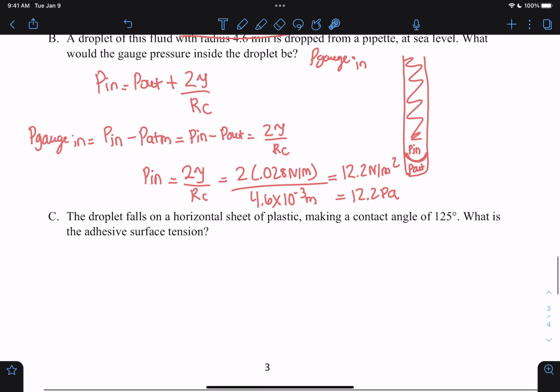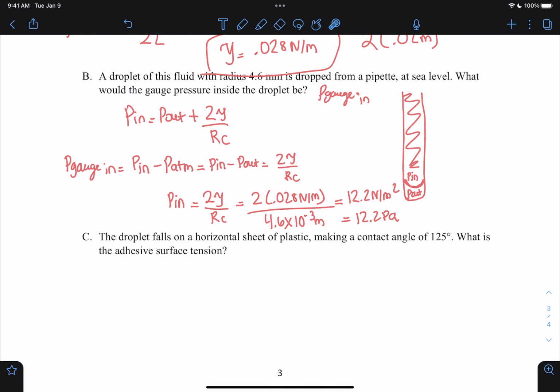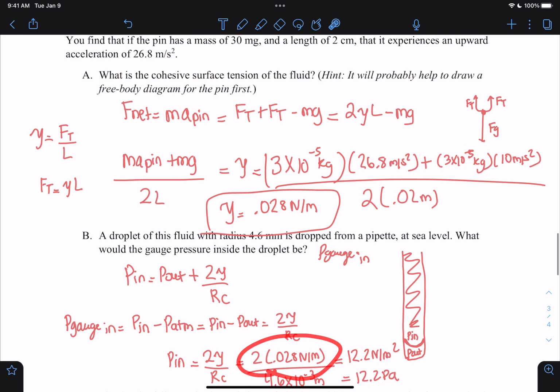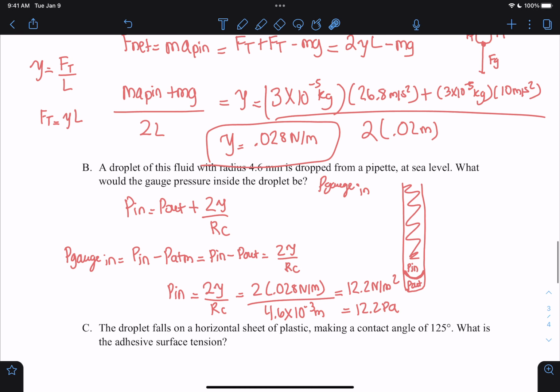So, yeah, if you get exactly 12, I think that's fine. Let me recalculate mine just to make sure. Yeah, I still got 12.2 something, 12.17, I think. But yeah, if you get exactly 12, that might just differ based on your surface tension from part A or something. But that's fine.